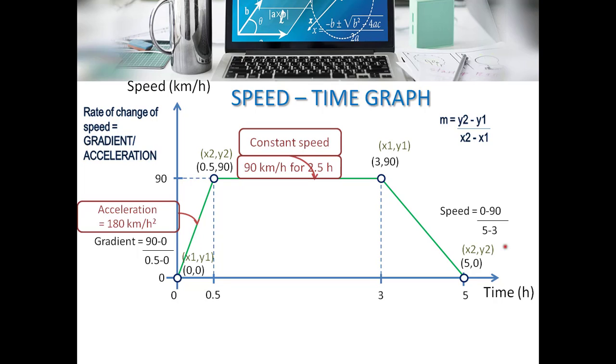Actually you will get this, okay, I'm so sorry, this is actually the gradient. This was wrong, it is the gradient. So the gradient is 0 minus 90 over 5 minus 3. So you will get the deceleration equal to negative 45 km per hour squared. Which means that the car is gradually decreasing the speed and then stops for 2 hours.